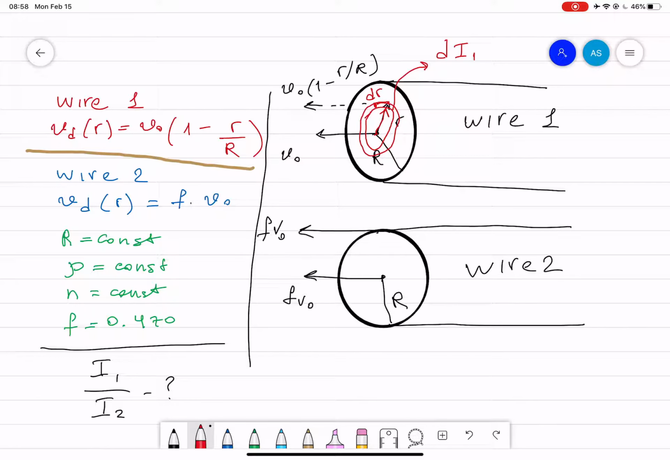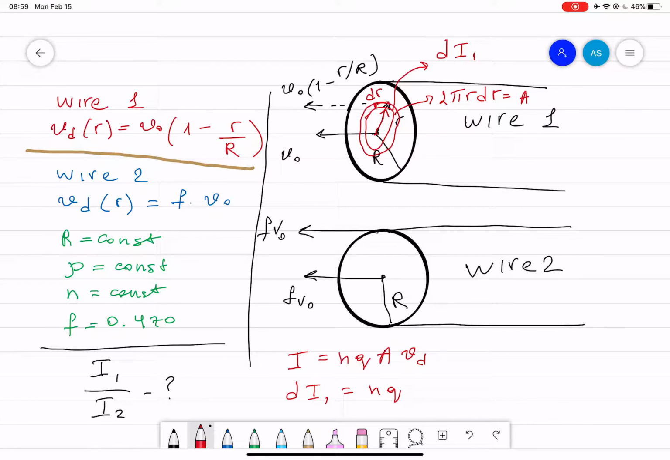A general formula for the current in the wire will be nq times area times drift speed. Now we want to find the very small current, di1. So di1 is equal to nq. Now what will be the area of this small ring? First of all, you have to measure the length of this ring, and then multiply by its thickness, right? So it will be 2 pi r dr. That gives you the area.